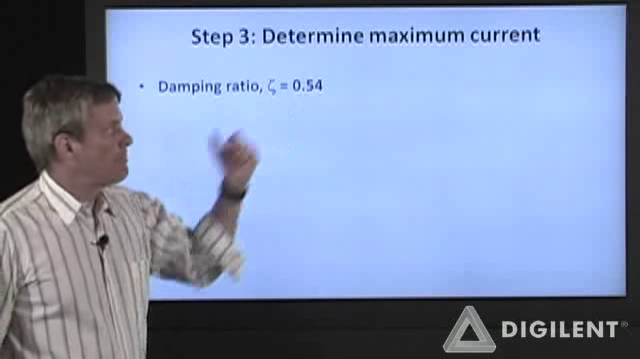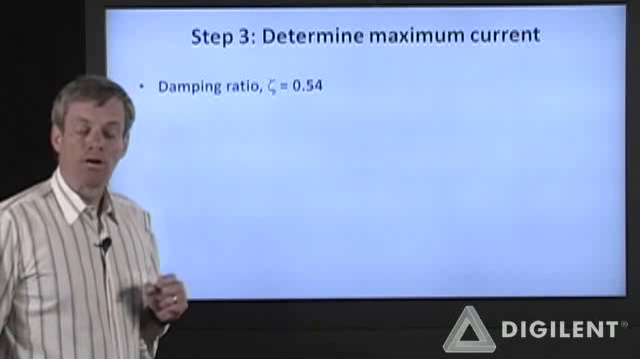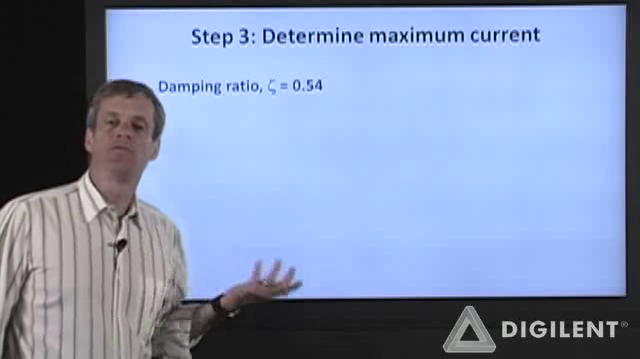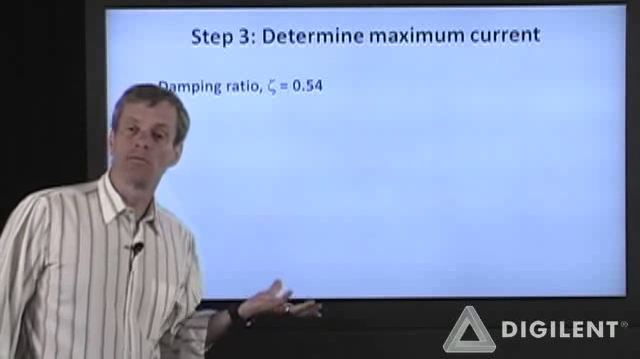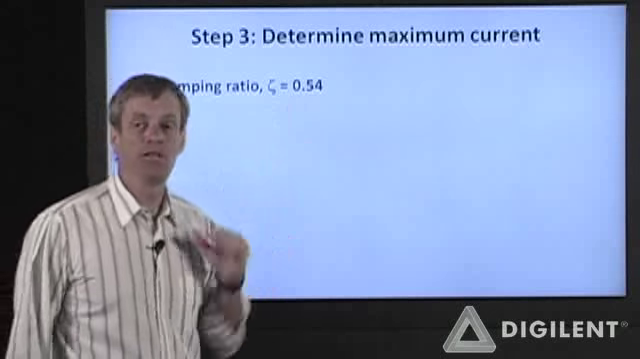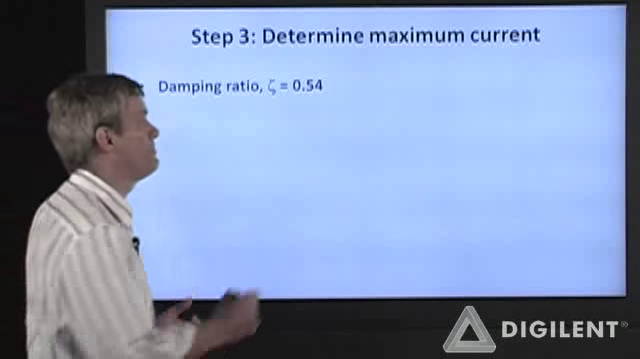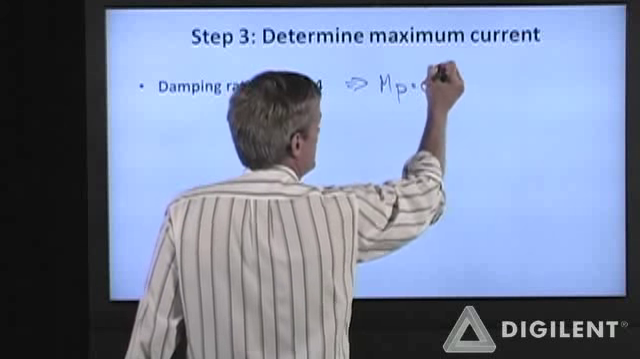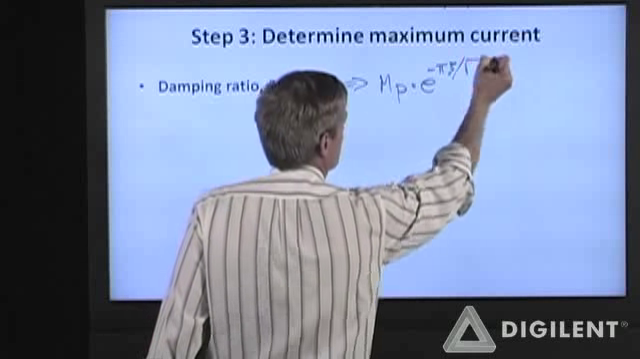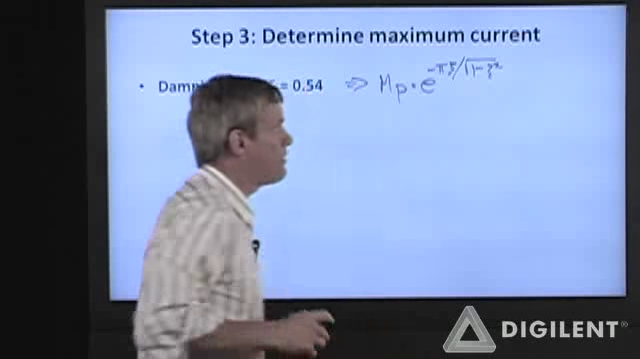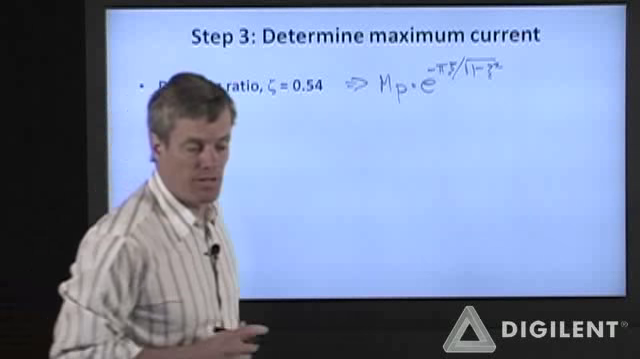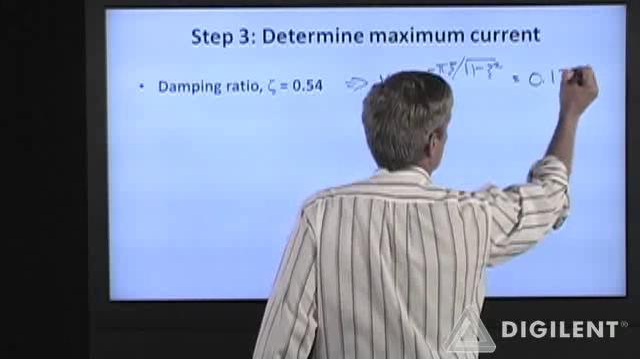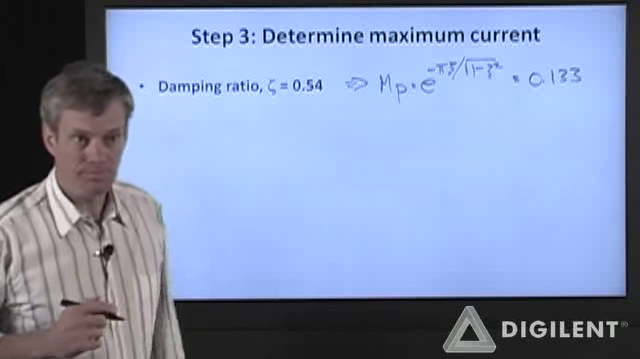Previously, we found that the damping ratio was 0.54. 0.54 is a little bit too close to 0.6 for me to feel comfortable using my approximate relationship, so I'm going to go ahead and use the messy expression for M sub P. So I'm going to say M sub P is equal to e to the minus pi squiggle over the square root of 1 minus squiggle squared. If I use my calculator, plug that in, and run those numbers, M sub P turns out to be 0.133.